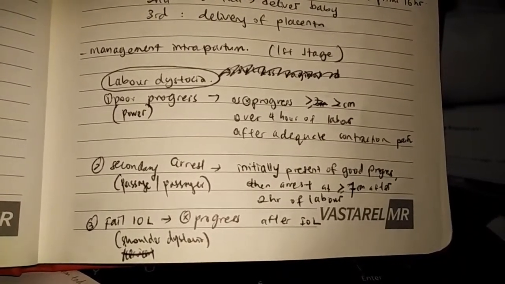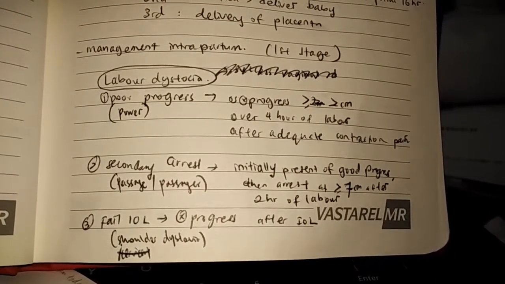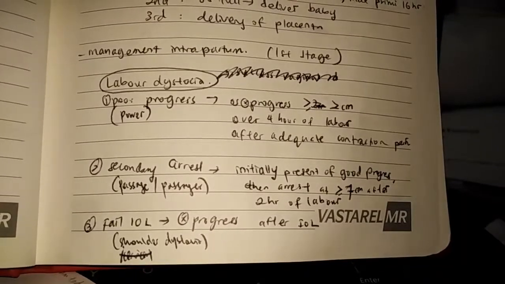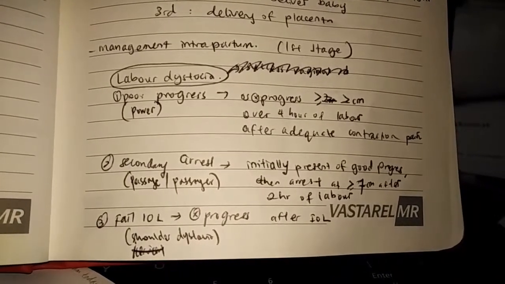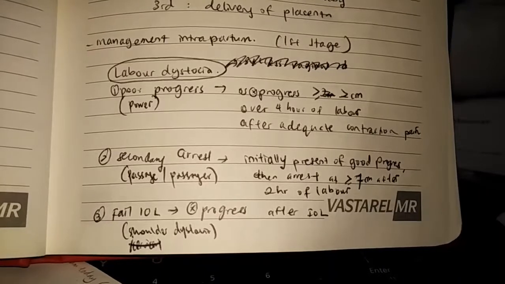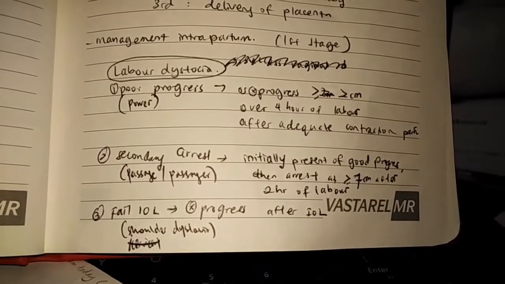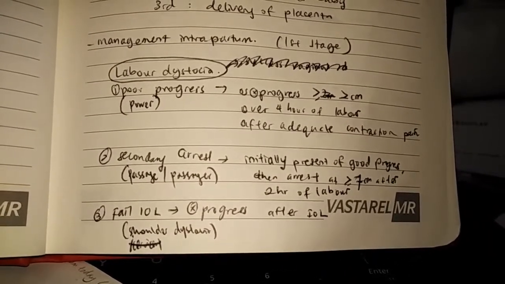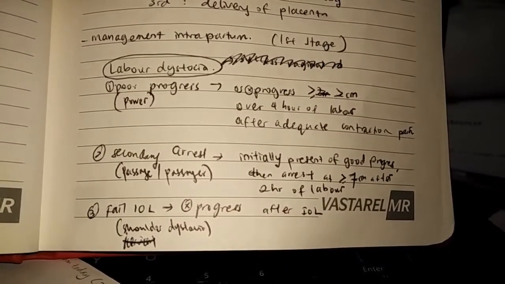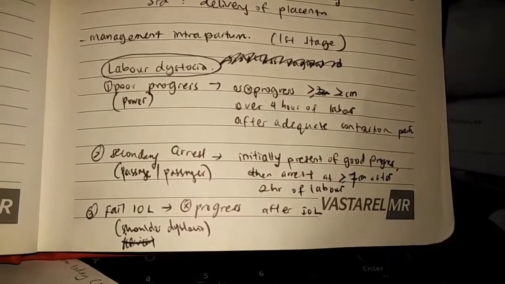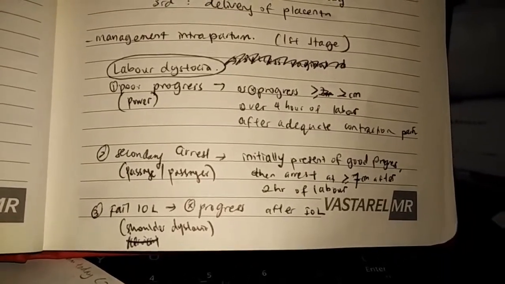Poor progress is when the os does not progress more than 2 cm over 4 hours of labor after adequate contraction pain. It is usually caused by power. Secondary arrest is when there is initially good progress, then arrest at more than 7 cm after 2 hours of labor. This is usually caused by passage or passenger. Failed IOL is when there is no progress after IOL. This is usually caused by shoulder dystocia.